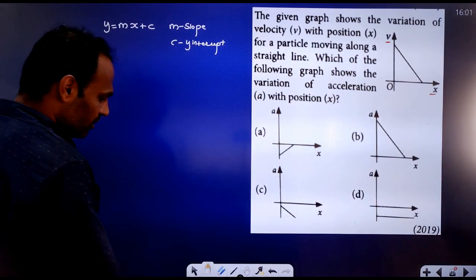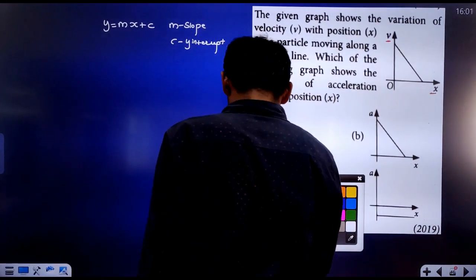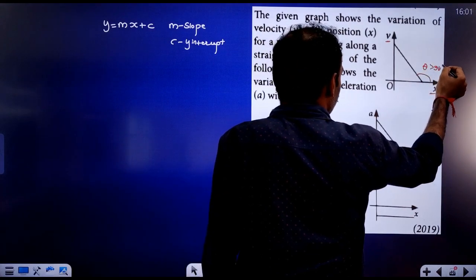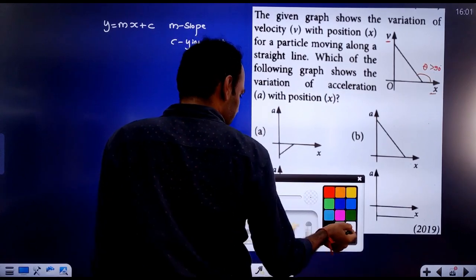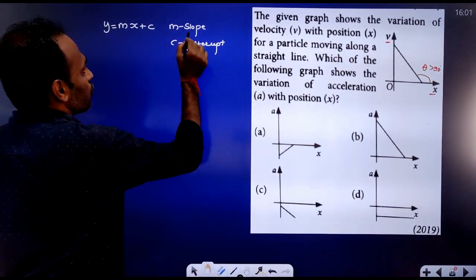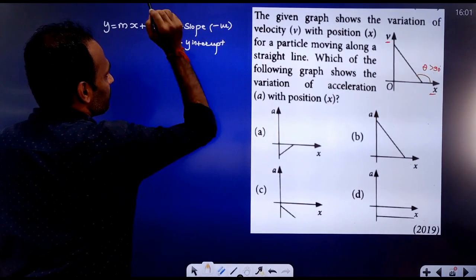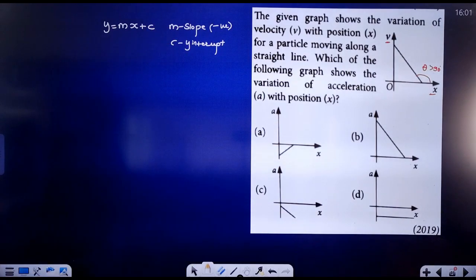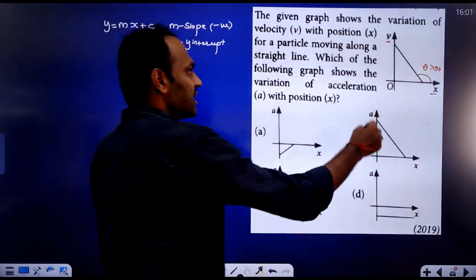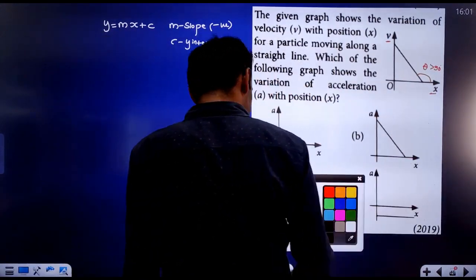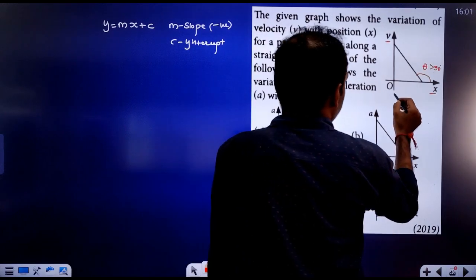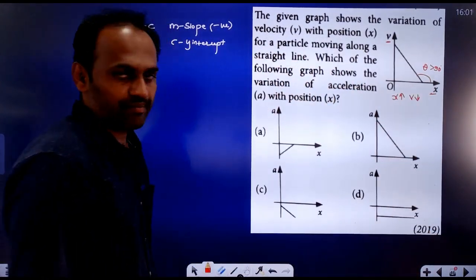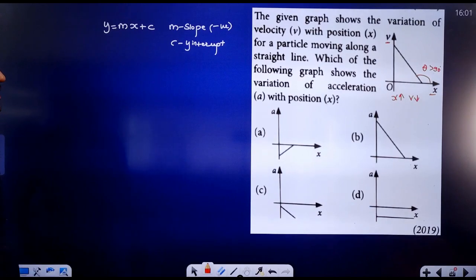Right? Okay, first look at the slope here. How is the slope? For slope, you have to take the angle with the positive x axis. Here the angle is greater than 90 degree. If the angle is greater than 90 degree, then the slope will be negative. And what is happening to the velocity? From this graph I can say x is increasing, but velocity is decreasing with x. Right? Okay, that is what that graph indicates.